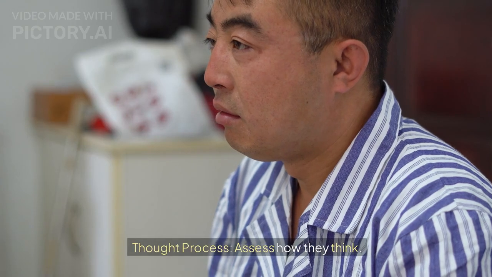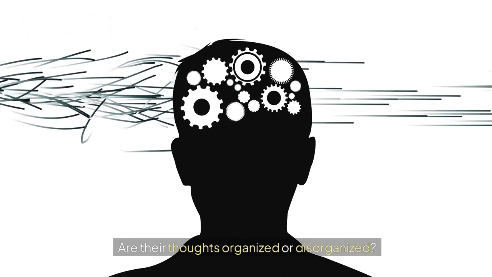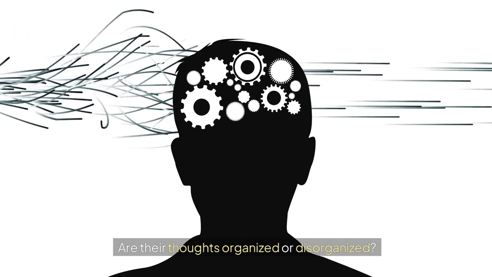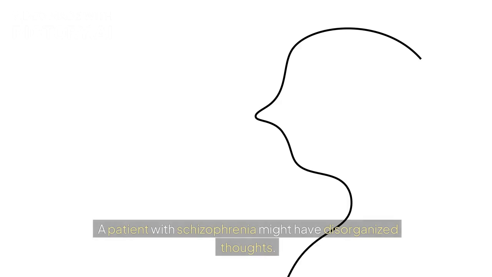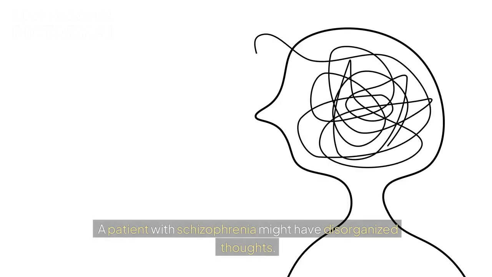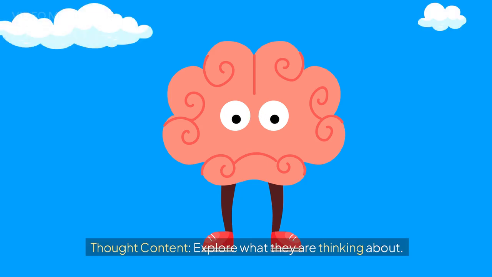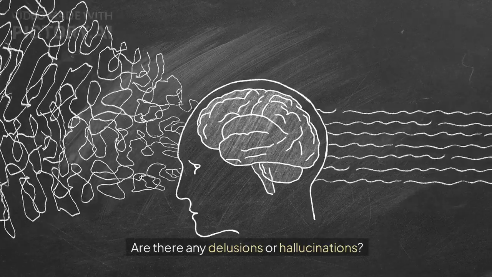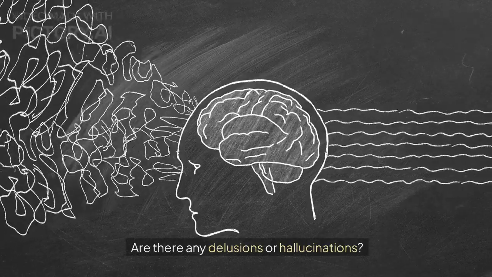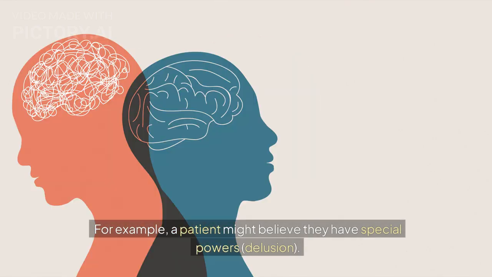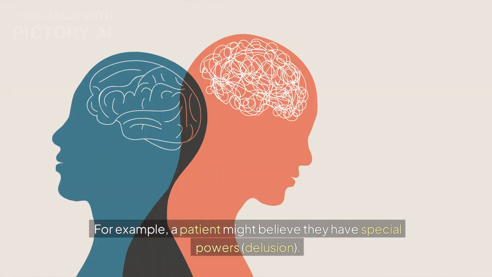Thought process. Assess how they think. Are their thoughts organized or disorganized? A patient with schizophrenia might have disorganized thoughts. Thought content. Explore what they're thinking about. Are there any delusions or hallucinations? For example, a patient might believe they have special powers, delusion.